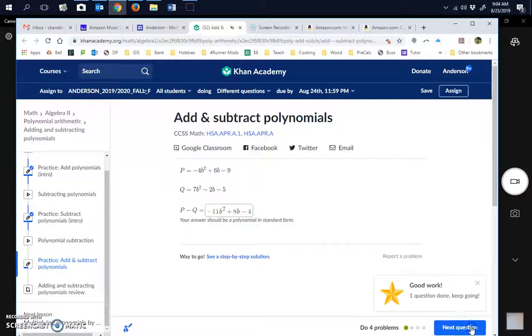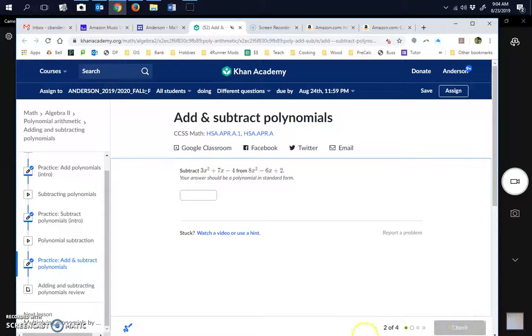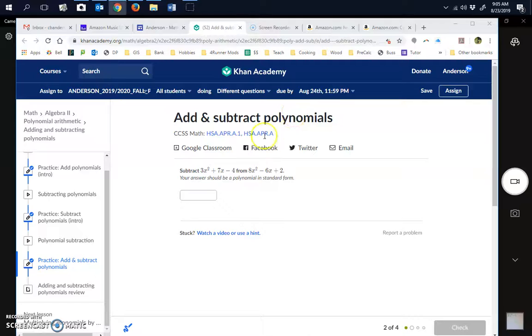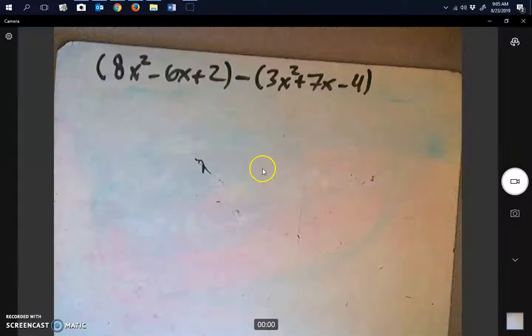All right, next question. Okay, once again, they're trying to just throw you off a little bit by the wording. So we're subtracting 3x squared plus 7x minus 4 from all of this. So when you write it, this needs to come after this. So I have it written down the right way. 8x squared minus 6x plus 2. Subtract this first part, the part that comes first. So subtract this from that.